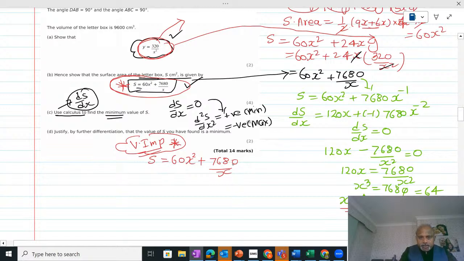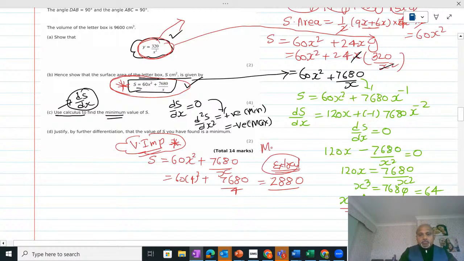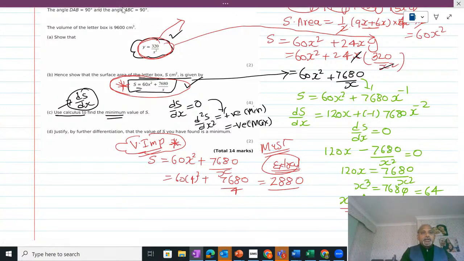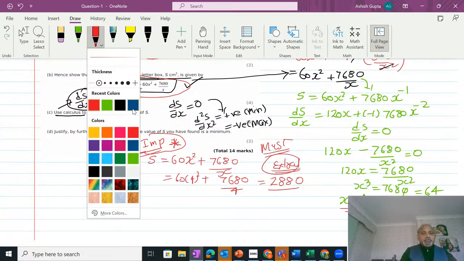So put x equal to 4 here. It should be 60 times 4 squared plus 7680 over 4. If you simplify this, 7680 over 4 will give you 1920, and 60 times 4 squared is 960. So the value comes to 2880. This is an extra part which is a must. You must do this in the exam. Now you check for maximum and minimum.